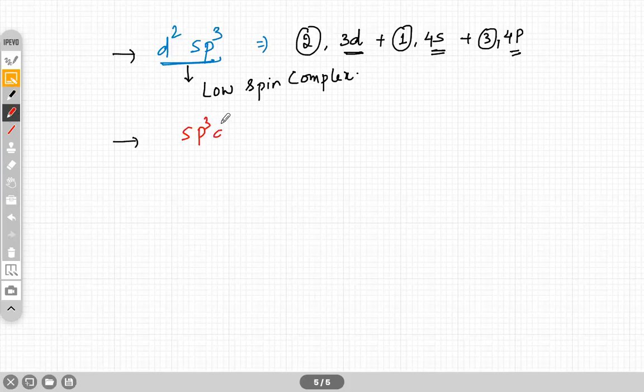But on the other hand, if you write down sp3d2, this means we have 4s plus 4p plus 4d. Right, this kind of combination is there. It means it is a high spin complex. Okay, this is the term we use, high spin complex.